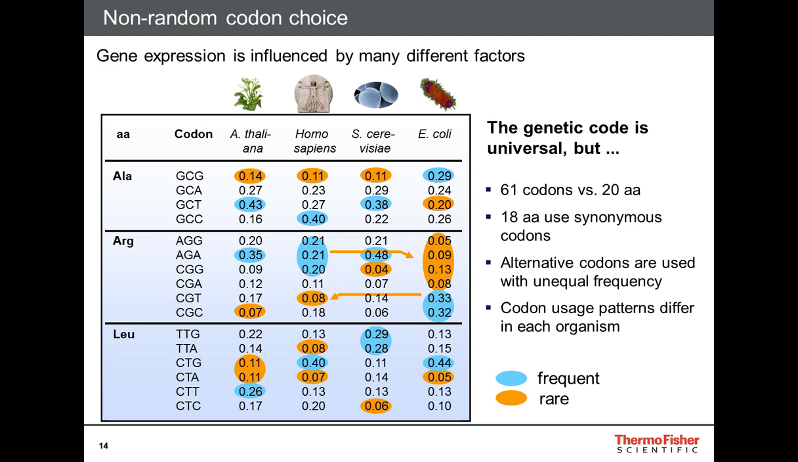That means if you, for example, take an insulin gene from a human and plant it into bacteria, it will work. However, it will work with not the most frequent codons, and that may have an impact on the expression levels of that specific insulin protein.